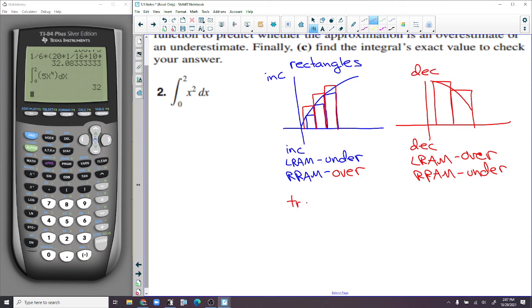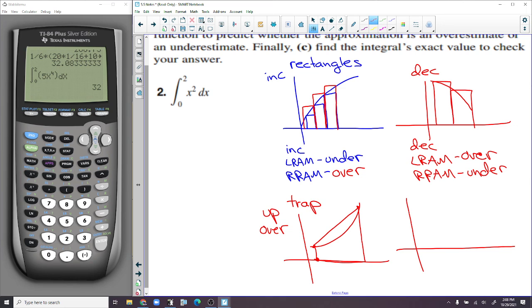For trapezoids, now it's concavity that matters. If it's concave up, and if we used one big trapezoid to estimate the area, can you see that's going to be an overestimate? Okay, so for concave up, that's going to be an overestimate. And for a trapezoid, it doesn't matter if it's increasing or decreasing, but concave down is going to give you an underestimate. So concave down gives you an underestimate.